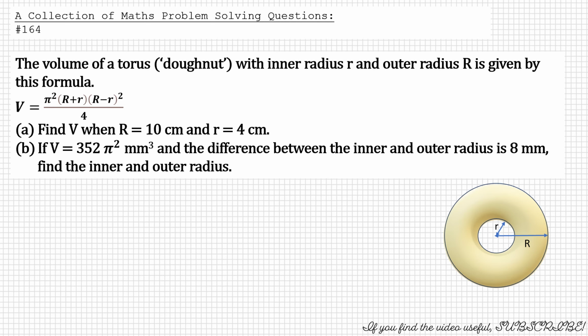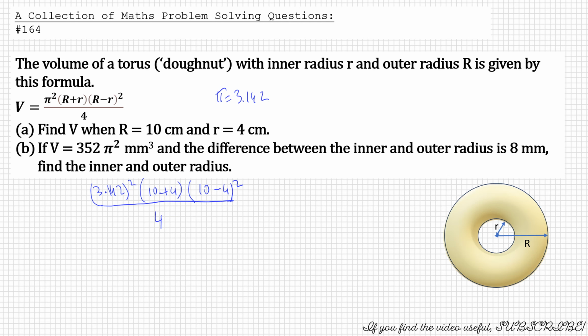So for part A, all we have to do is plug in the values and we should get the answer. So here I will do V equals pi squared. Pi I will take as 3.142. So it will be 3.142 squared multiplied by capital R, 10 centimeters, plus small r, 4 centimeters, multiplied by 10 minus 4 squared, and this whole thing would be divided by 4.